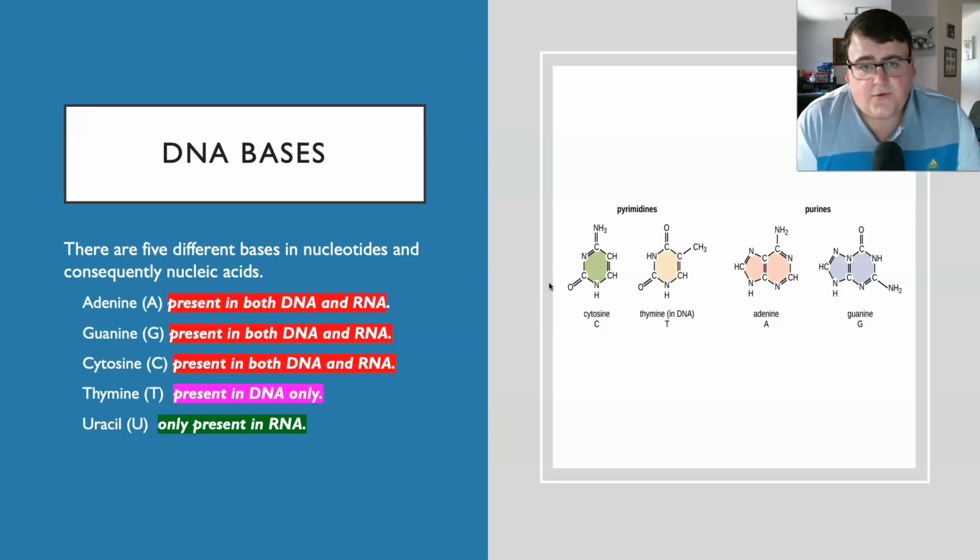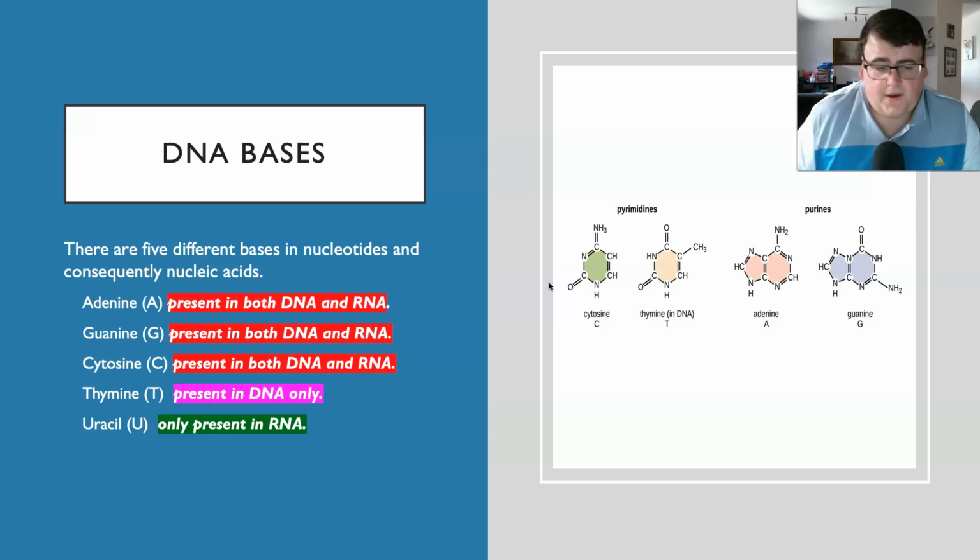DNA also contains thymine, which is represented by a T, and RNA also has uracil, which is represented as a U. Now, that's one of the main differences between DNA and RNA. RNA does not contain thymine. Every time there would be a thymine in DNA, that would be shown as a uracil in RNA.